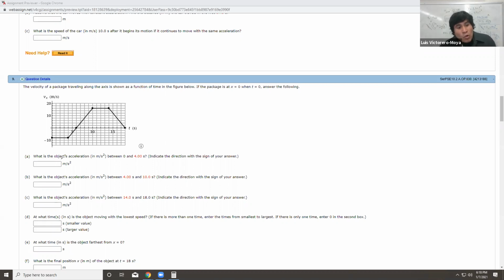For example, this is a velocity versus time graph, right? What's the object acceleration between 0 and 4? 0. Because the object is not changing velocities. So 0, right? So here will be 0.